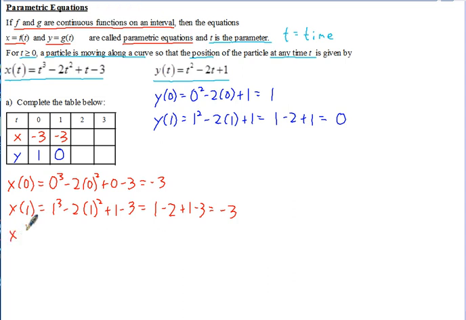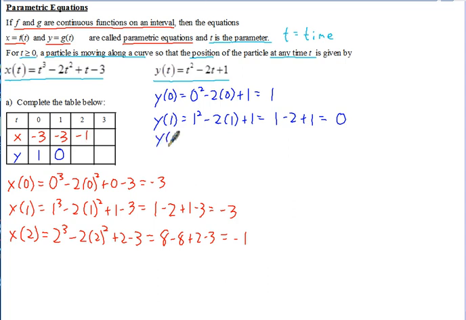And then let's substitute in 2. That would be 2 cubed minus 2 times 2 squared plus 2 minus 3. So 2 cubed is 8. 2 squared is 4 times negative 2 is negative 8 plus 2 minus 3. So the 8's cancel out. We're just left with 2 minus 3, which is negative 1. So now the x-coordinate is negative 1 at time 2.